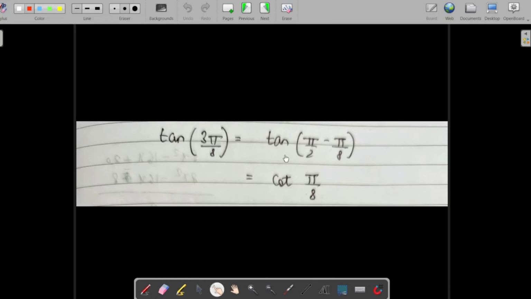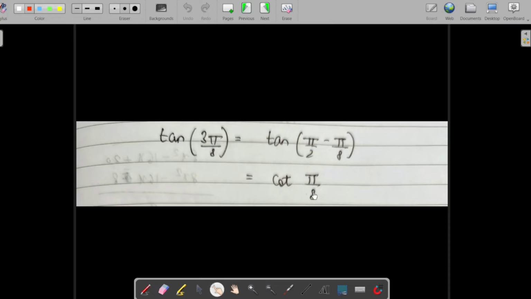Tan 3 pi by 8 will be tan of pi by 2 minus pi by 8, because pi by 8 is a little more easily recognizable. How? We will get to the next part, why. So this will be nothing but cot pi by 8. So we have written this value in terms of cot. Why? Because then you can easily calculate. First of all, this is a standard angle.